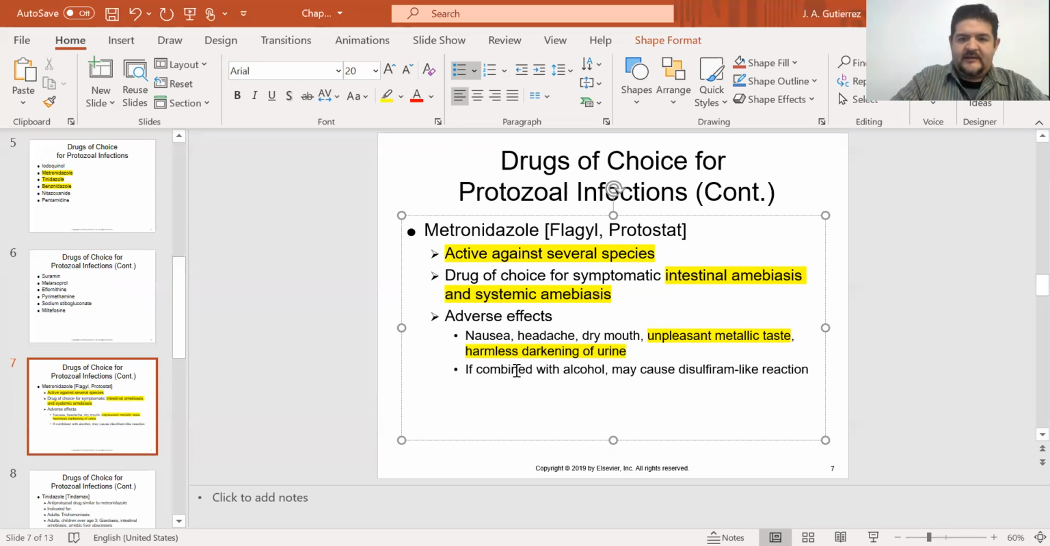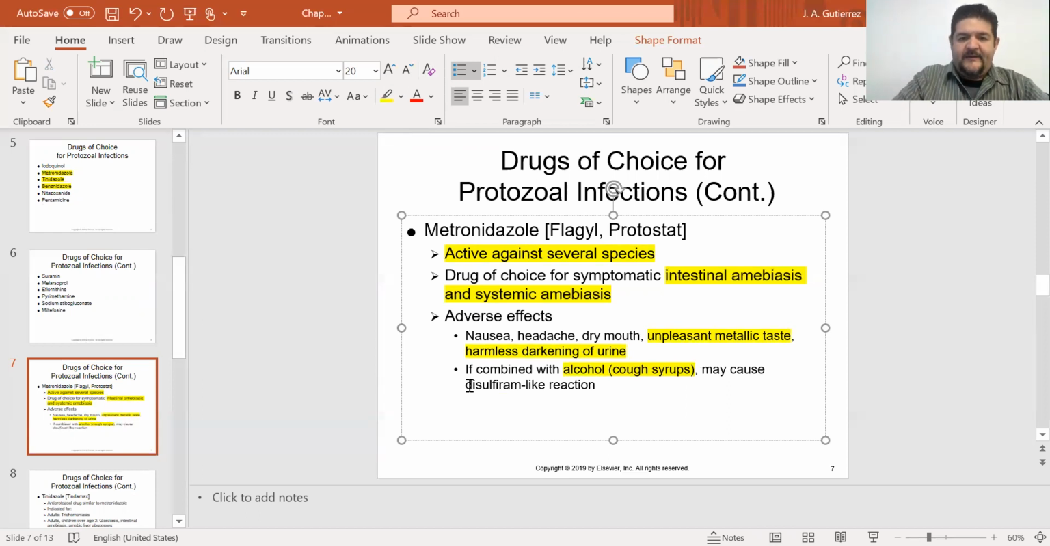And the other highlight: metronidazole cannot be combined with any type of alcohol regarding their different presentations. And by this, I mean cough syrups.